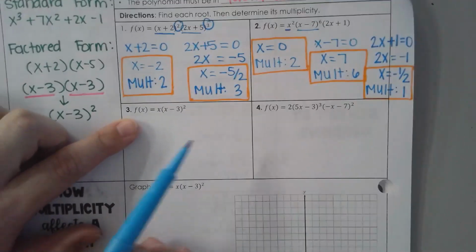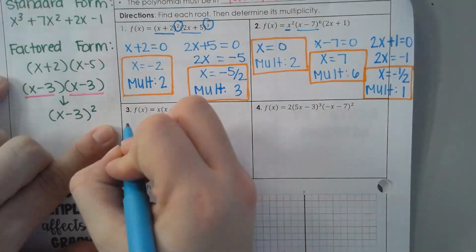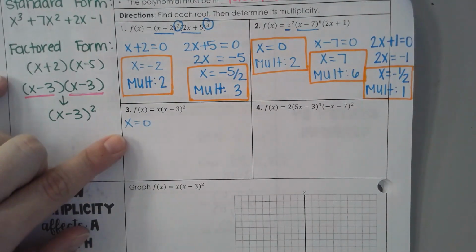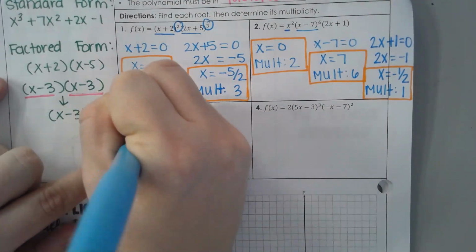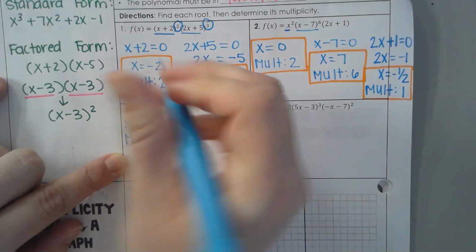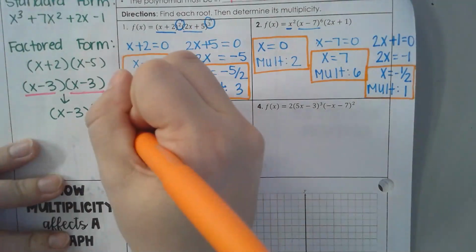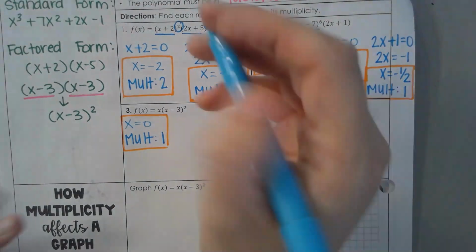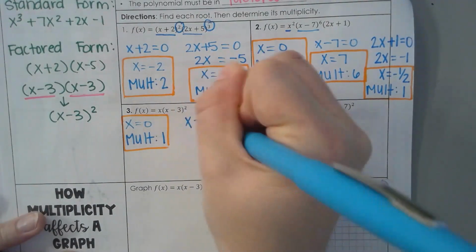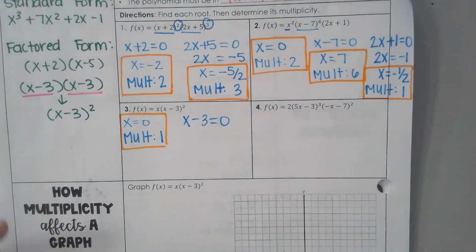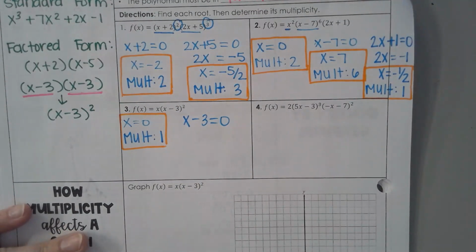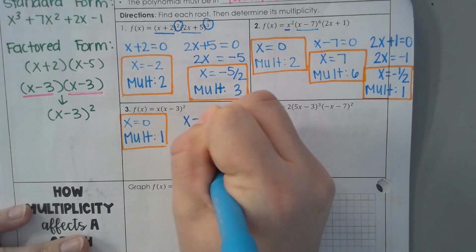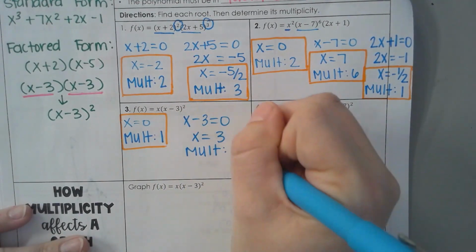Number 3, we have the x in front, so we do x equals 0. And what's its multiplicity? 1. And x minus 3 equals 0. X equals positive 3 with a multiplicity of 2.